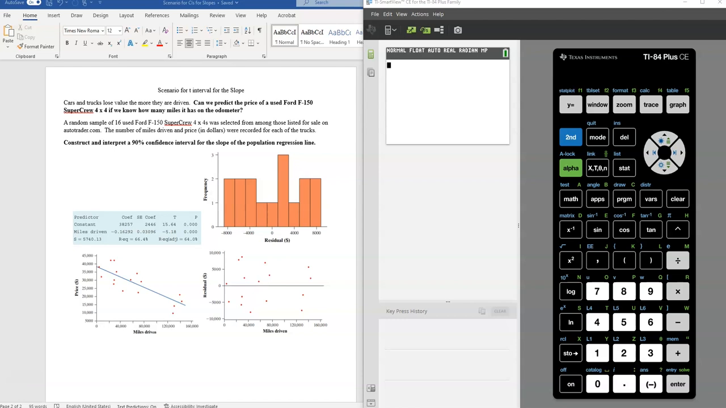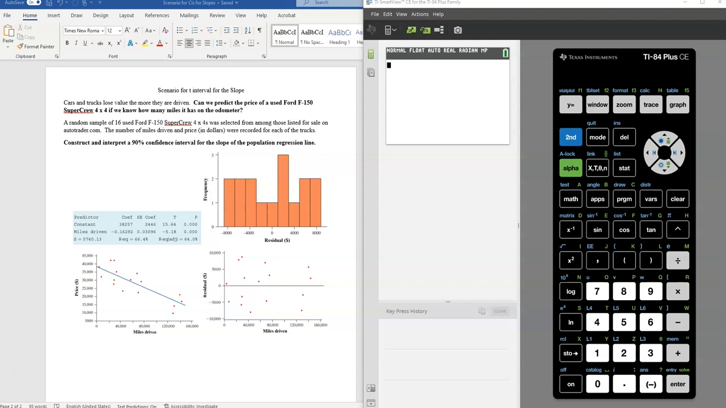All right, guys, welcome back from writing down all of the information for the scenario. So just to run through what we're doing real quick, we are seeing, based on if we know the number of miles on the odometer, can we predict the price of a used Ford F-150 Super Crew 4x4? Okay. And so it tells us that a random sample of 16 used Ford F-150 Super Crew 4x4s were selected from those listed on autotrader.com. And then number of miles driven and the price were recorded for each of those trucks. It says to construct and interpret a 90% confidence interval for the slope of the population regression line.